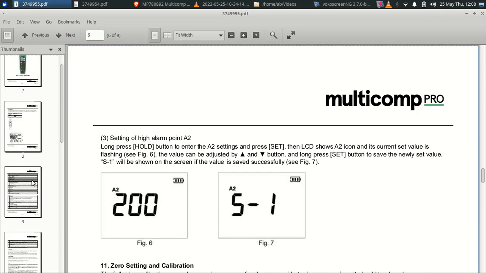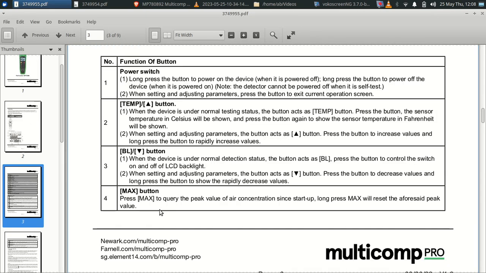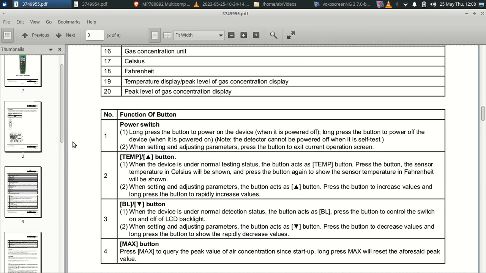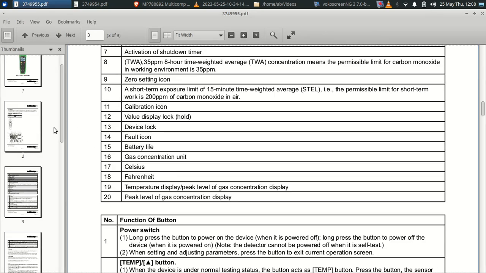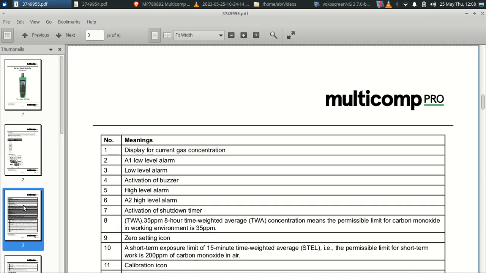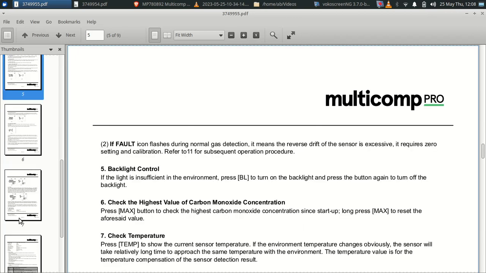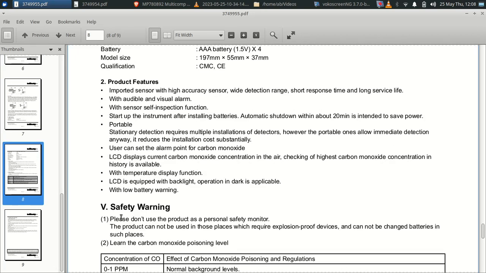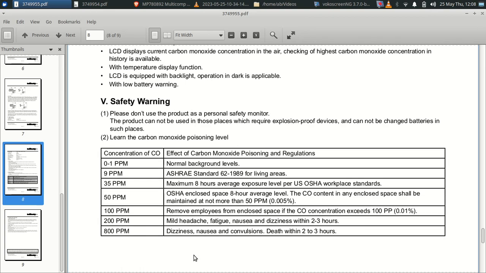So we can see that the user manual from the company itself says what the effect of carbon monoxide poisoning is, and the regulations. It clearly says that for living areas, according to the ASHRAE standard 62-1989, a 9 ppm concentration of CO is taken to be okay. Normal background is 0 to 1 ppm. The maximum 8-hour exposure can be up to only 35 ppm.